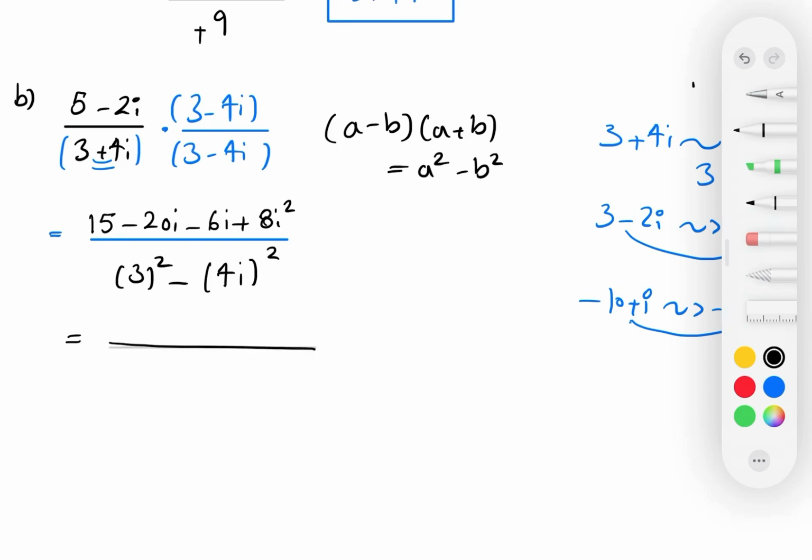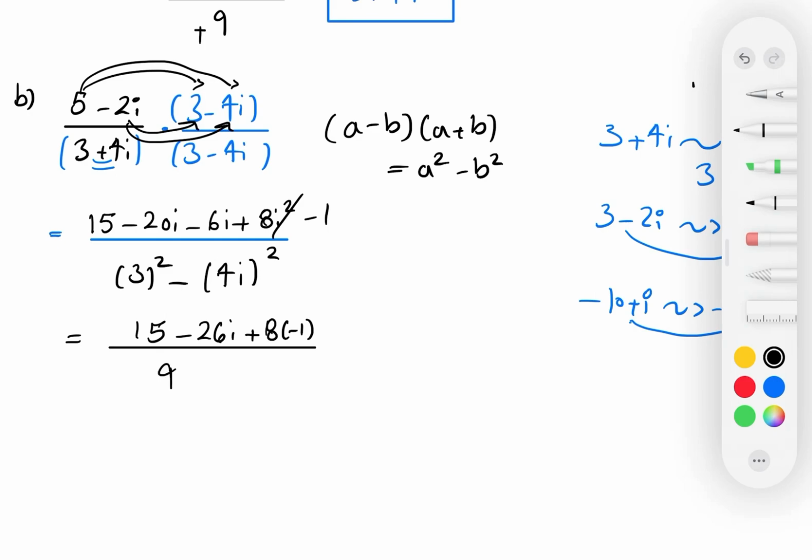All right, so the top simplifies into 15 minus, I just did this one by one, by the way, using the FOIL rule. If you're not familiar with it, go ahead and check out my video on expansion. So 20i minus 6i would be negative 26i, and plus 8 times negative 1, because i squared is negative 1. All right. On the bottom, however, I will have 9 minus 16i squared, which is negative 1, making the 16 positive. So on the top, you would have 15 minus 8.